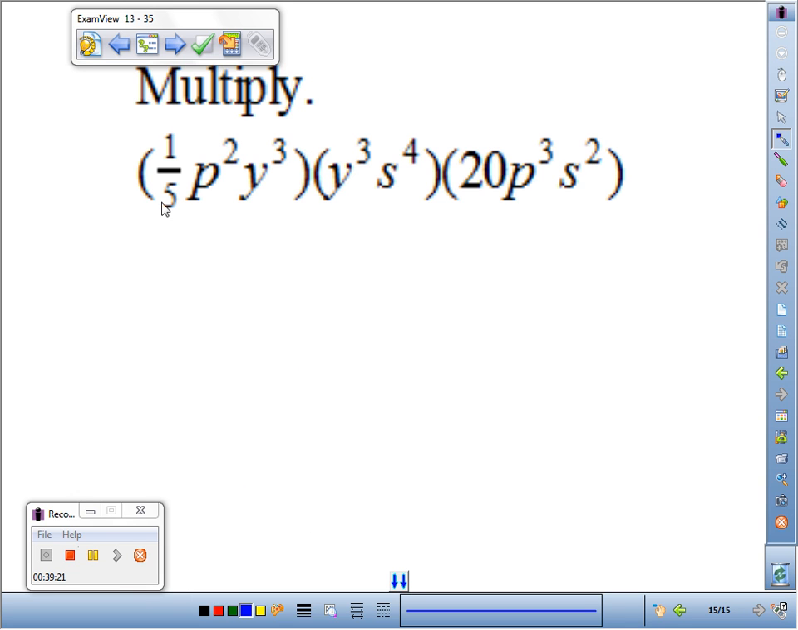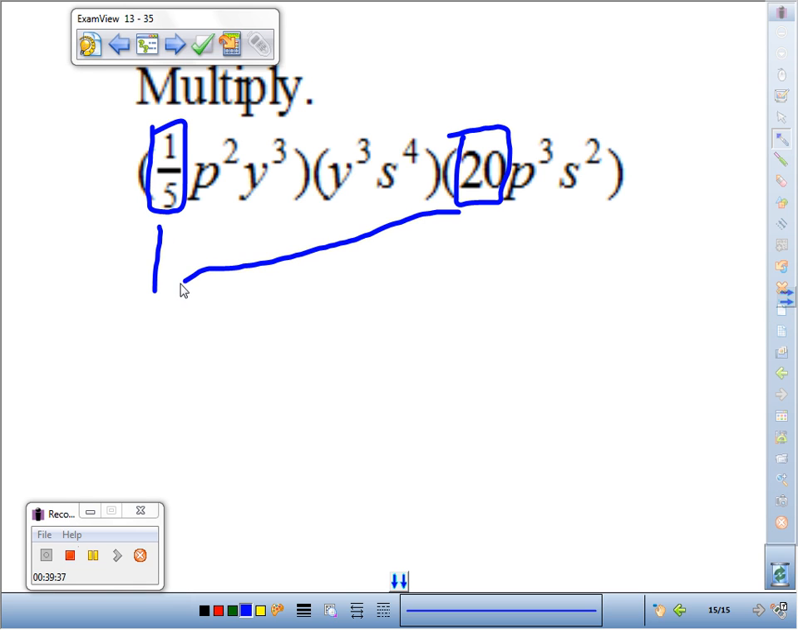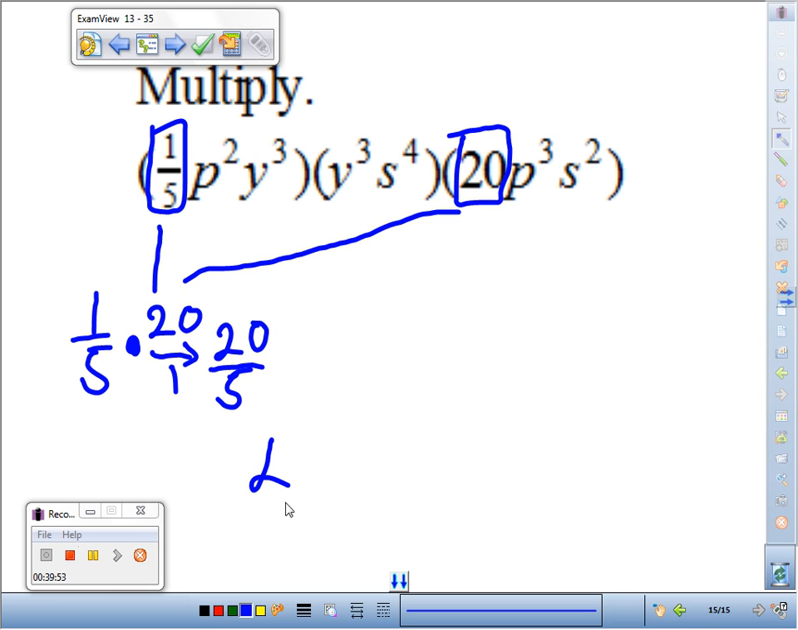So let's see. Here we have one number, which is 1/5. Is there another number? Right here. So therefore I'm going to focus on these two. That's the first thing we do. 1/5 times 20, and we write this over 1. Is that correct? So this becomes 20 over 5, which becomes 4. So I'm done with numbers.